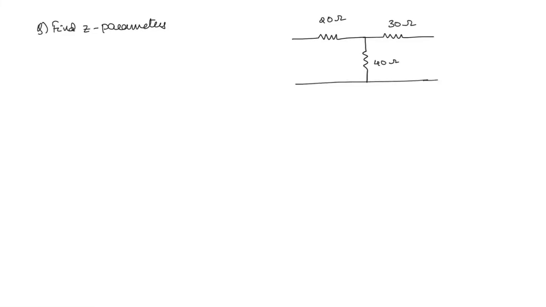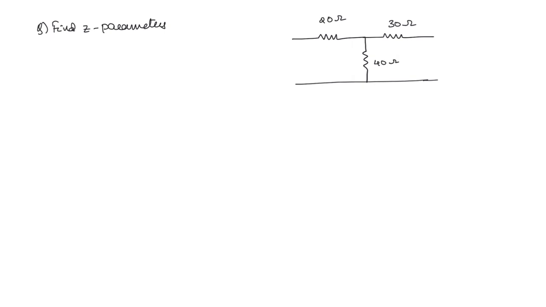So we'll solve a few problems. We will start from the basic problems. Okay. So find the Z parameters. Here you have a circuit. So here you have one terminal here, other set of terminals here. Okay. So we will take this terminal as input port and this other side as the output port.